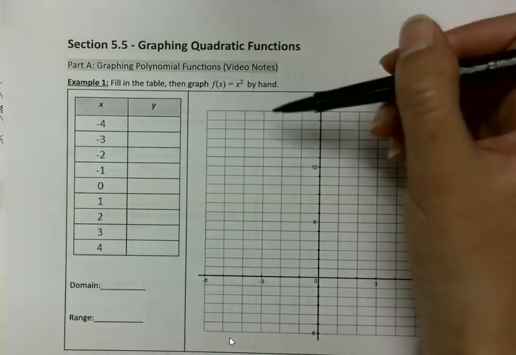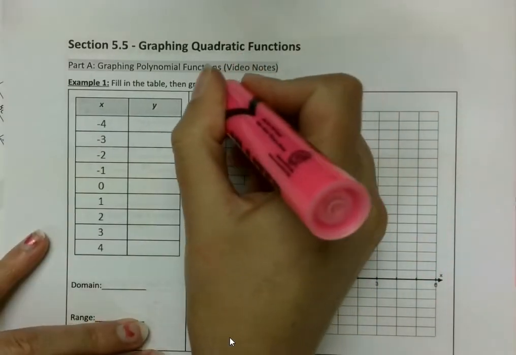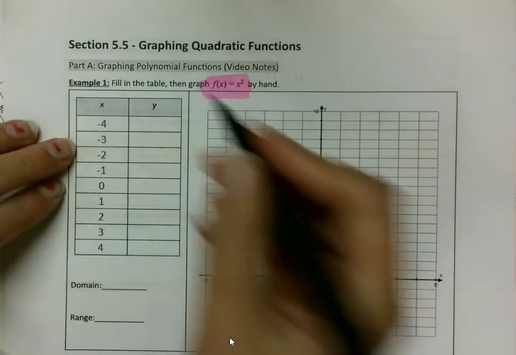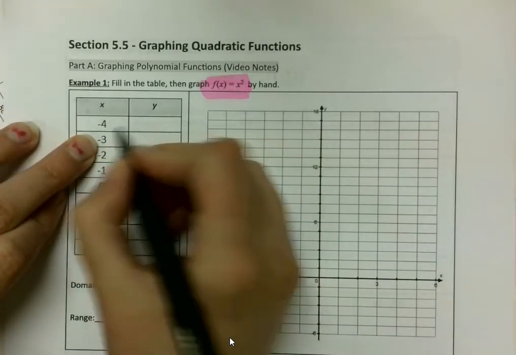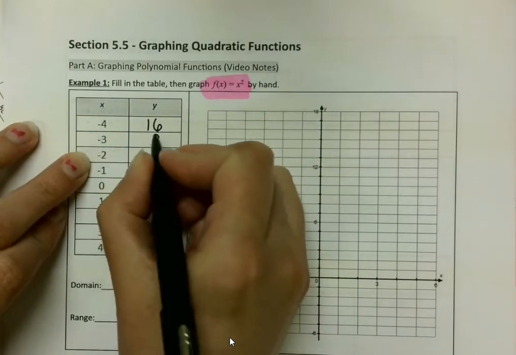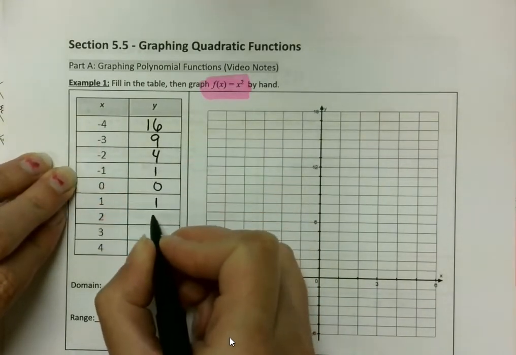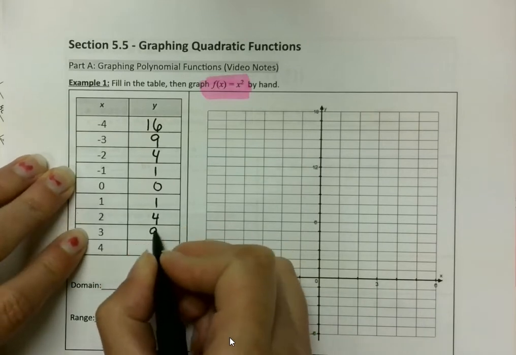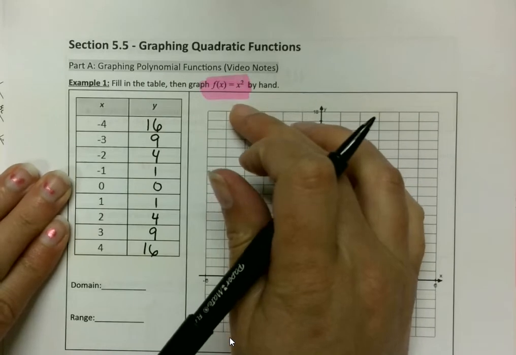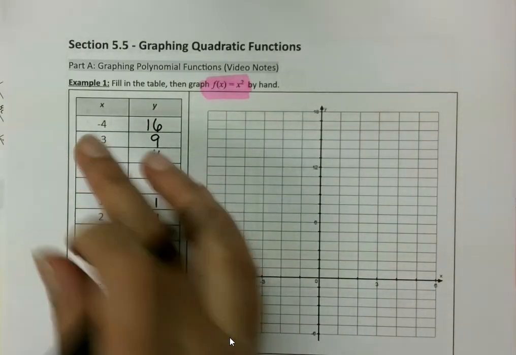All right. So first of all, what we want to do is graph this function here, f of x equals x squared. So we're going to just fill in the table, plugging each of these values in for x, so squaring them. Negative 4 squared is positive 16, 9, 4, 1, 0, 1, 4, 9, and 16. Again, just taking each of your x values and squaring them. The negatives turn positive because when you square something, you have two negatives, which turn into a positive, etc.